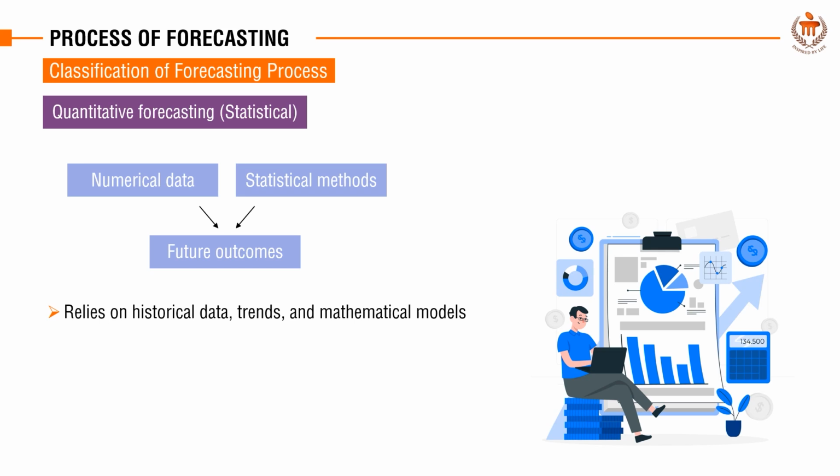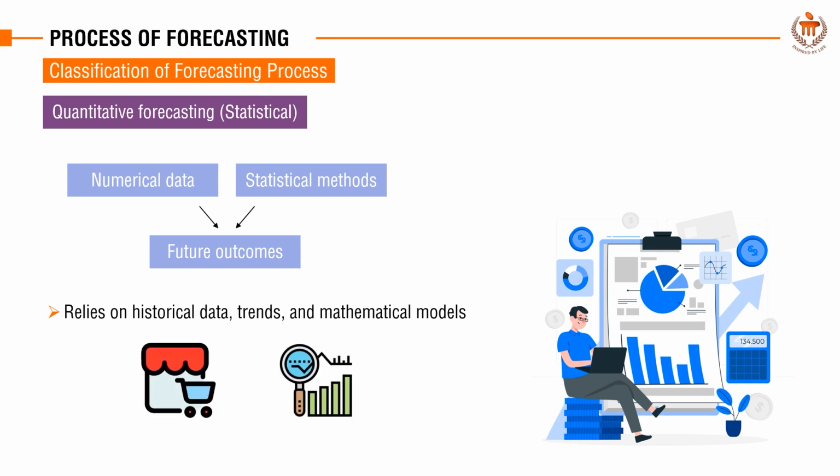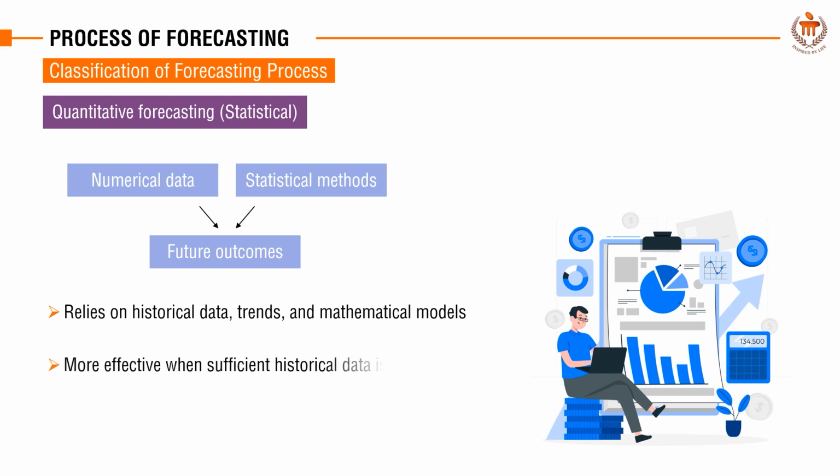For instance, a retail company might analyze past sales data over several years to identify seasonal trends and patterns, using this information to project future sales for upcoming seasons. Quantitative forecasting is particularly effective in situations where sufficient historical data is available, as it allows for the application of various statistical techniques such as regression analysis or time series analysis to yield precise and data-driven predictions.